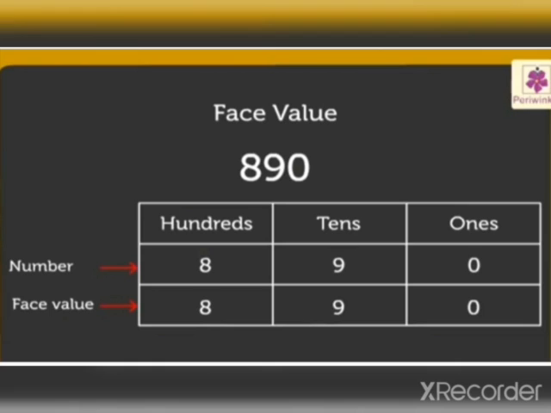Now coming to the face value. Children, as you all know, the face value of each digit in a number is the same as the digit itself. So here the face value of 8 is 8, the face value of 9 is 9 and the face value of 0 is 0.